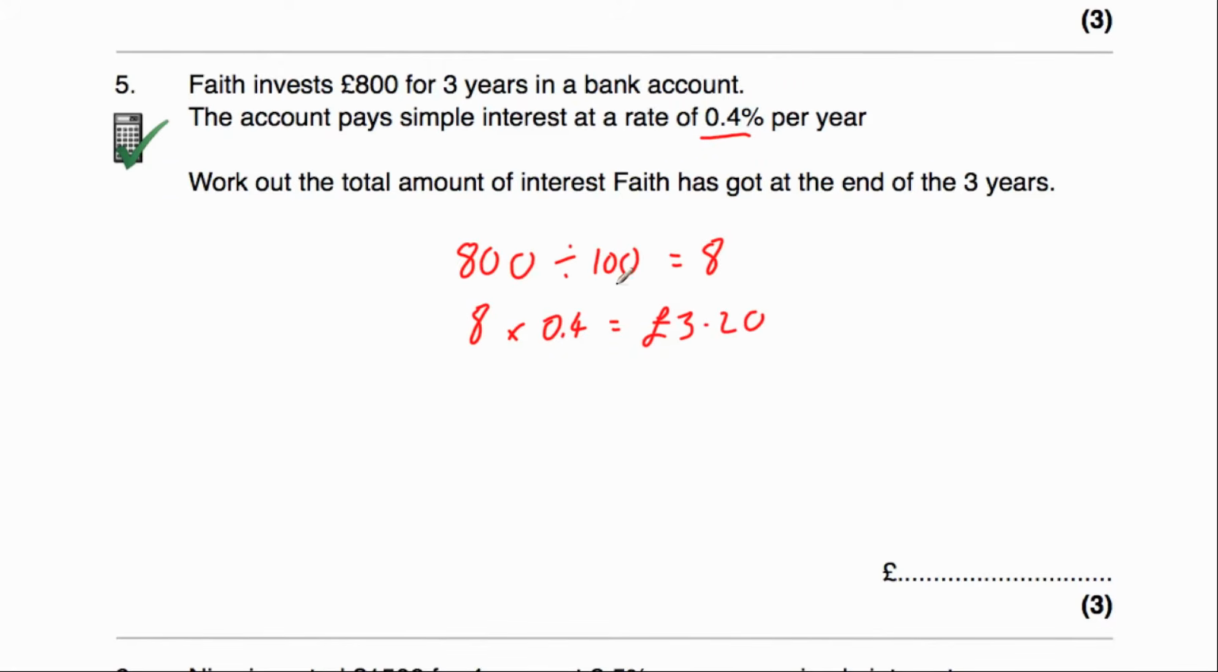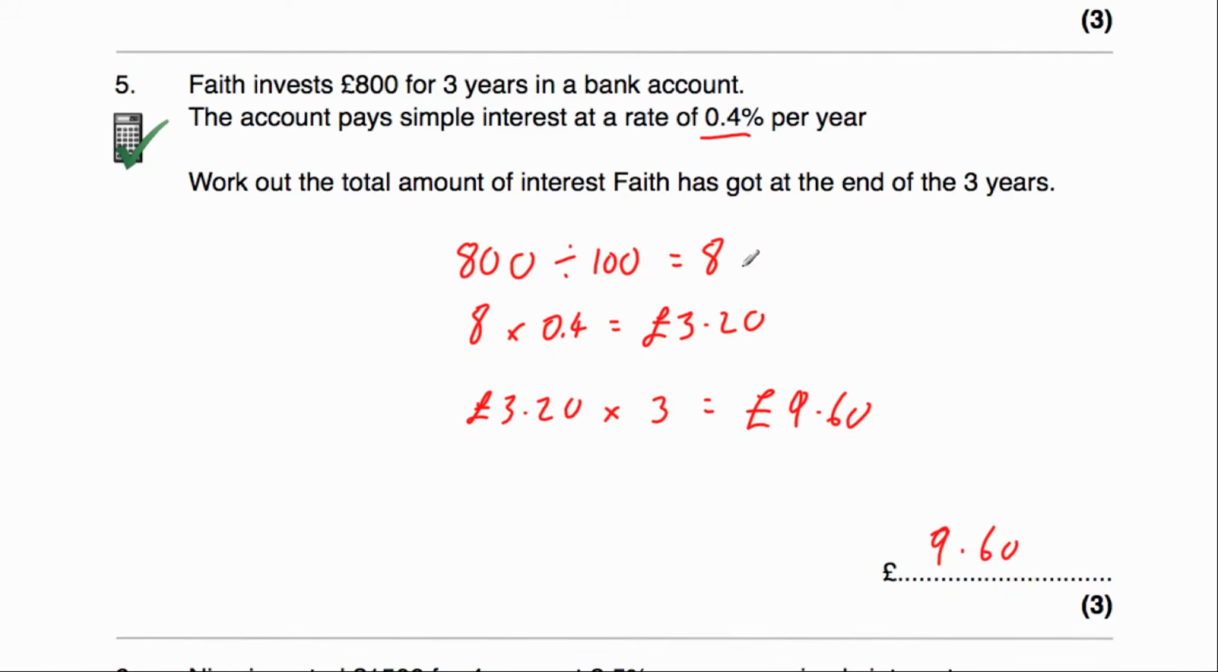So that means that each year Faith earns £3.20 a year in interest. And the question says it's been invested for 3 years, so we'll take our £3.20 and we'll multiply that by 3, and that will tell us the total amount of interest that Faith receives. So £3.20 multiplied by 3 would be £9.60. That means that Faith earns £9.60 in interest.